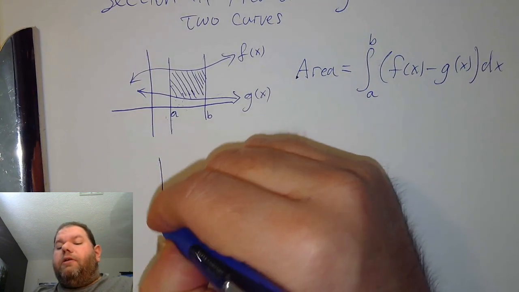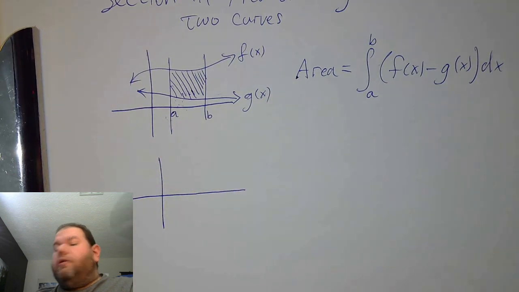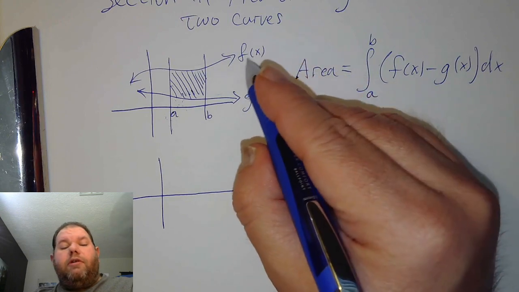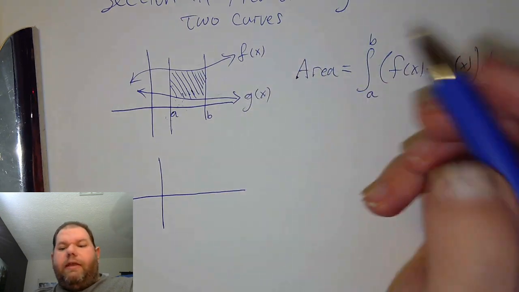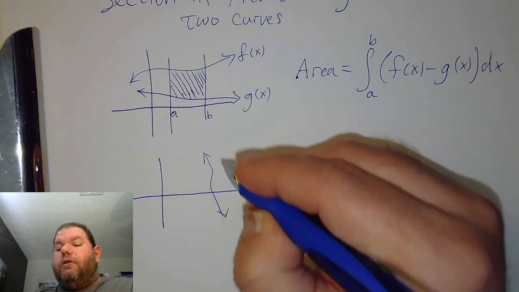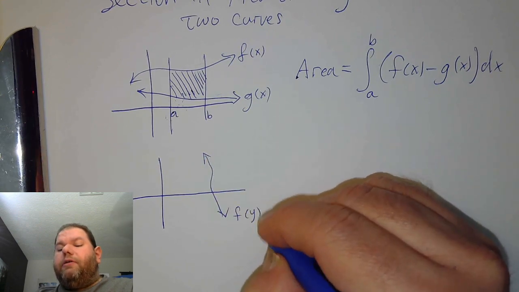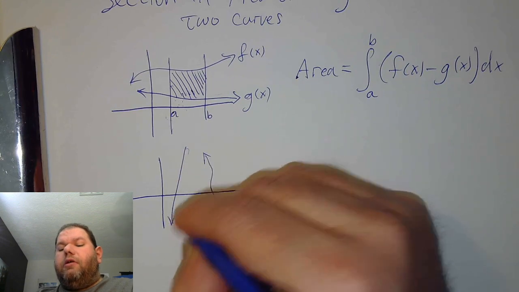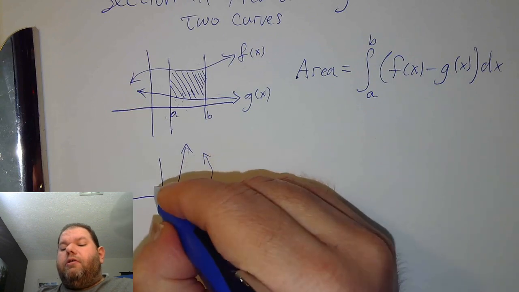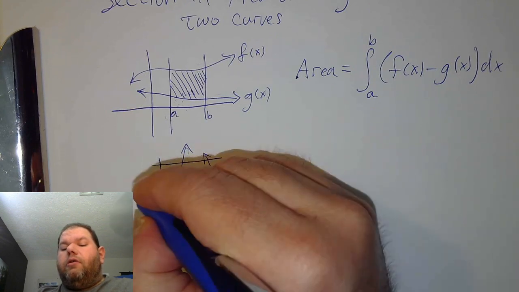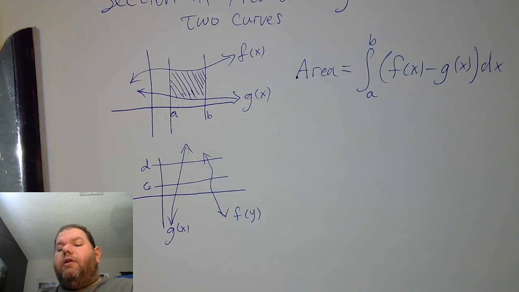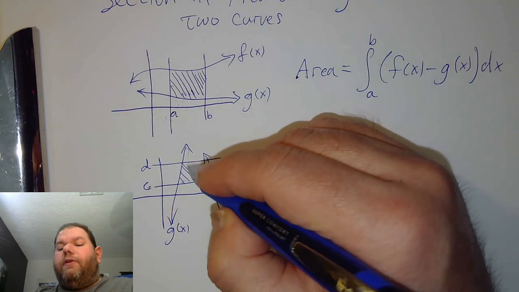It could be that we have a pair of functions now, and instead of being written as functions of x, we have functions of y. So here's f of y. We'll call this line g of y. And now we have horizontal lines c and d, and that will enclose this area.